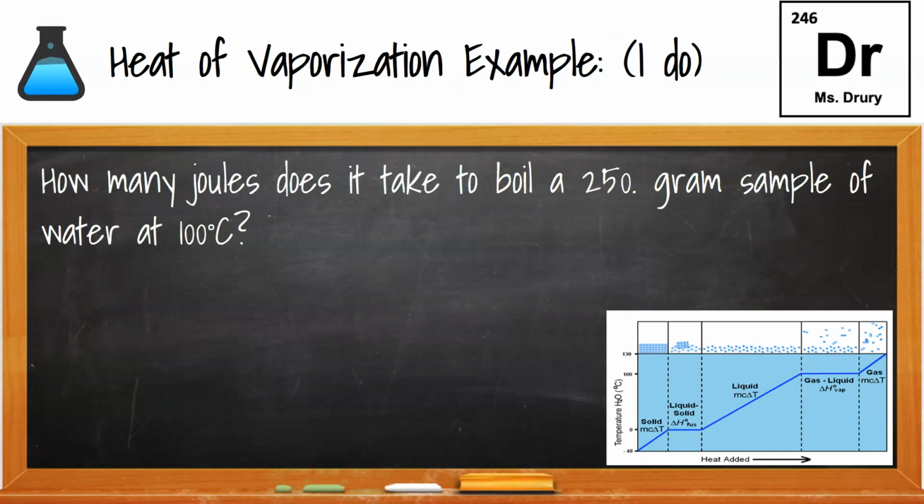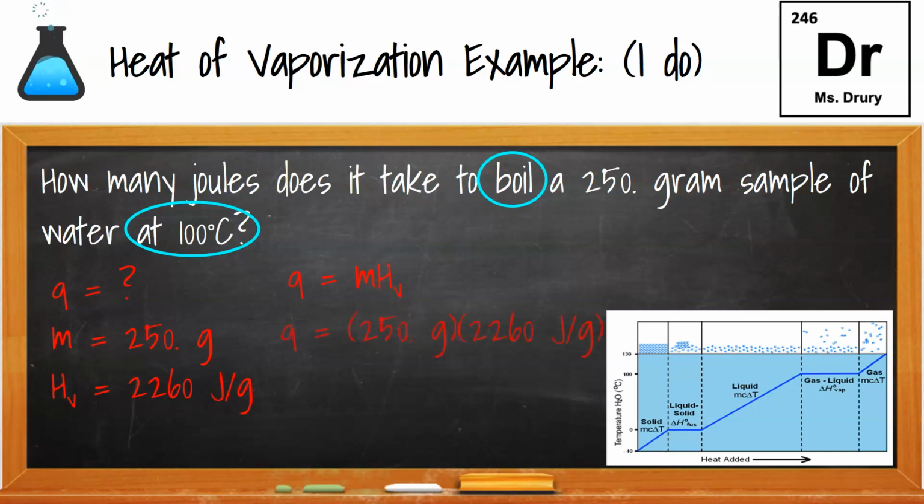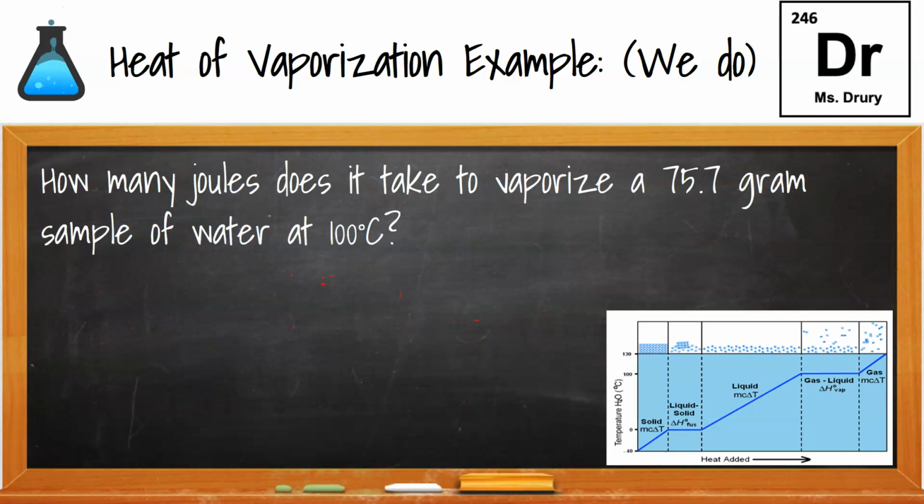We're also going to do some examples for heat of vaporization. So notice this question's different because it says it's boiling at 100 degrees. And so we're going to use the MHV formula, multiplying the mass by the HV formula's number 2260. Again, noting that you want to only have 3 sig figs in your answer since 250 grams was given with 3 sig figs.